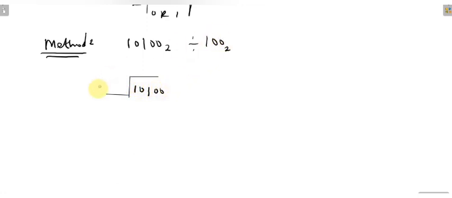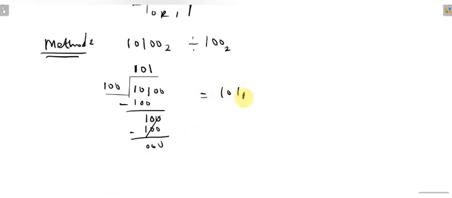Here I'm going to put 100. 101 divided by 100 is exactly 1. So multiply this by this, I'll get 100. Then I will now subtract: 101 minus 100 is 1. 1 divided by 100 is not possible, so I'll have 0, and I'll bring down the 0 and 0. So 100 divided by 100 is 1. When I multiply this by this, I'm going to have 100, then subtract. That gives us 00. So our result is 101 base 2, which is the same as before.